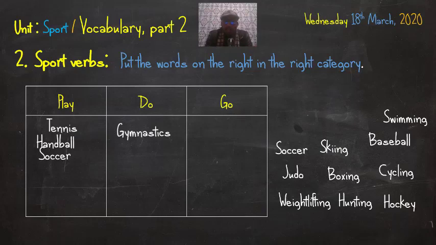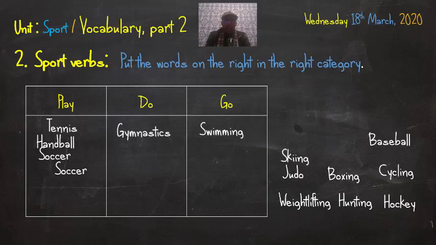Swimming. Yes, very good. We see here, I go swimming. We don't say play or do swimming. We say I go swimming. Right. Soccer. We have already the word soccer. It has been repeated. No problem. Let's move on to skiing. Skiing. Very good. You see here, I go skiing.